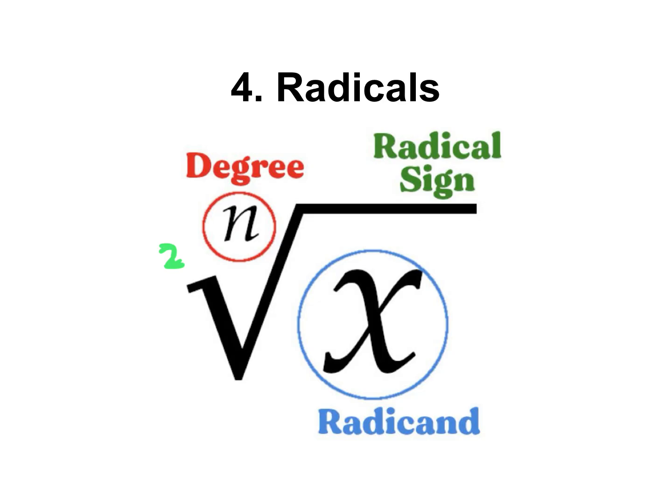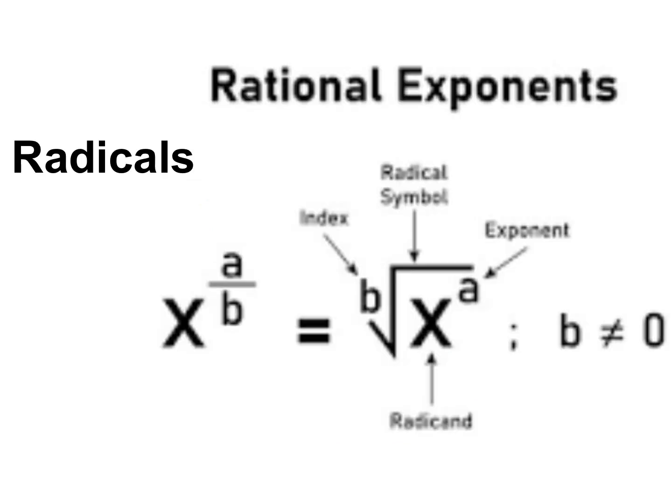And then you have the radicand. That's the term or the number under the radical sign. And so the way radicals work out is that the exponent is the numerator. So we're going to write exponent equals numerator in a fraction. And the index equals the denominator.